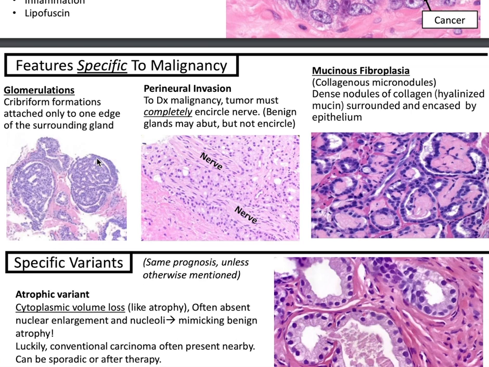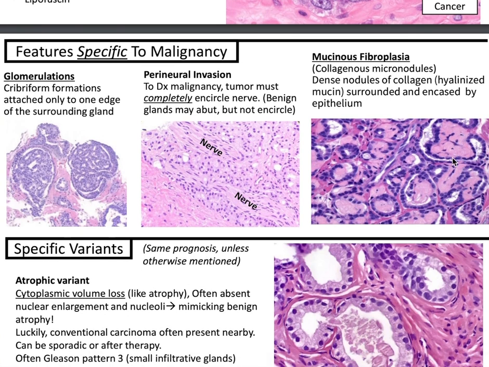Perineural invasion. Because benign glands may abut the nerve, you really want to see the tumor completely encircling the nerve. And mucinous fibroplasia, or, as it helps me better understand it, collagenous micronodules. These are dense nodules of collagen, made up of hyalinized mucin that's surrounded and encased by epithelium. Personally, collagenous micronodules makes more sense to me.